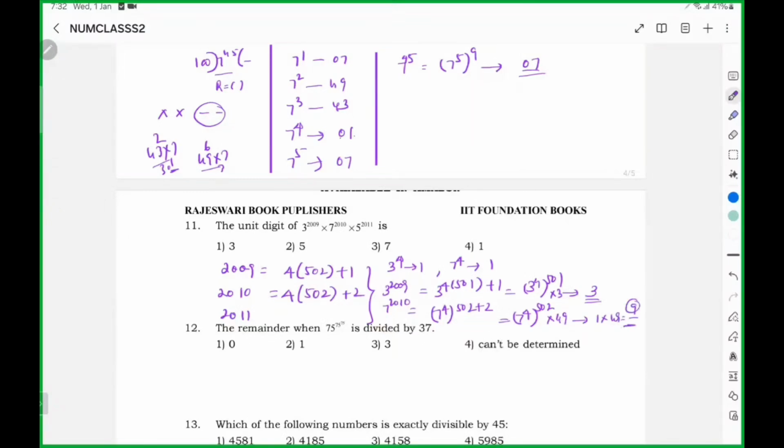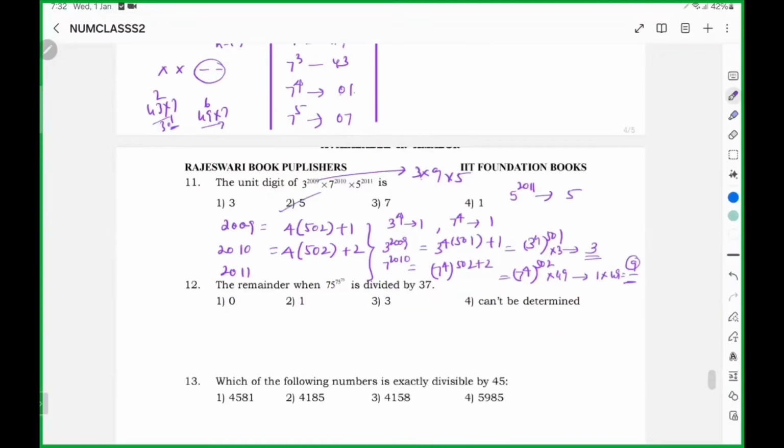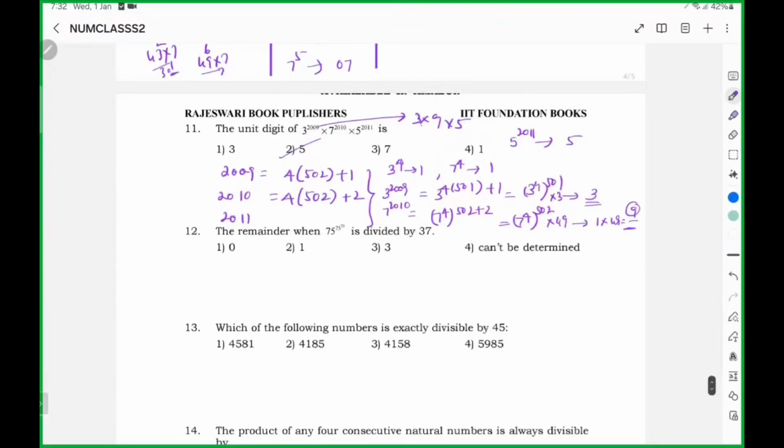Again, 5 power 2011, 5 power anything ends with 5. So the final answer: this ends with 3, this ends with 9, and again 5. So the units place is definitely 5. Or any odd number is multiplied: 3 power odd is odd, 7 power any number is odd only, and odd into 5 ends with 5. That way also you can answer it.